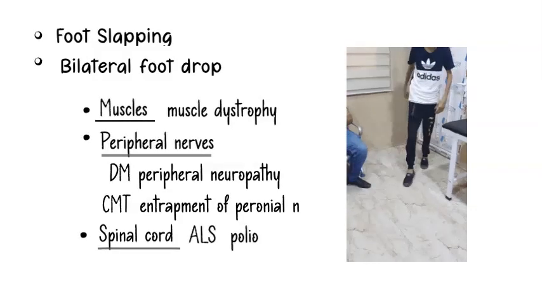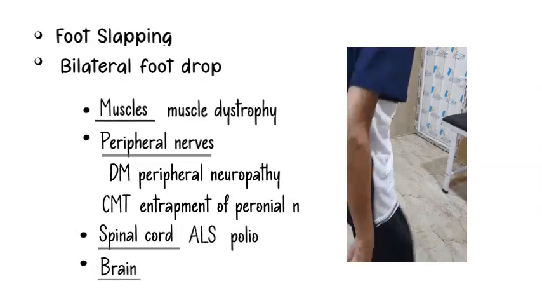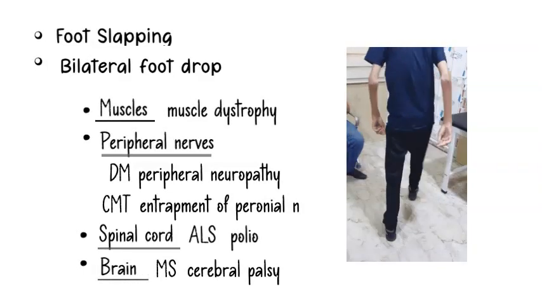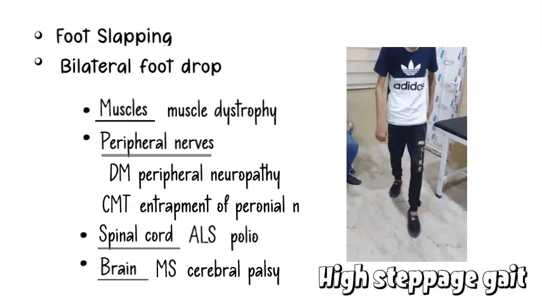Spinal cord causes could include amyotrophic lateral sclerosis and poliomyelitis. However, the cause could be in the brain, like in multiple sclerosis or cerebral palsy. This gait is called high steppage gait.